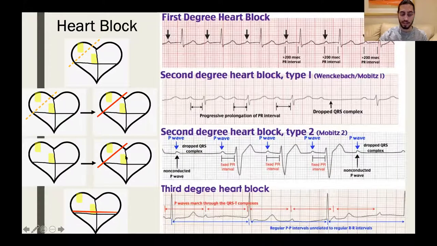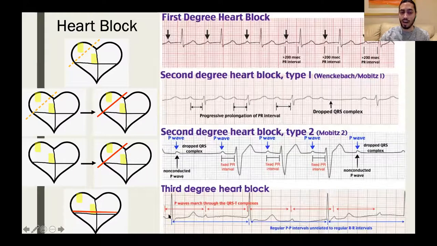Mobitz 2 is dangerous. The reason Mobitz 2 is dangerous is that it's more common for it to then develop into Mobitz 3, into third degree heart block. And what is third degree heart block? Third degree heart block is where there's no connection between the atria and the ventricles at all. So here, the blockage is between the two nodes, the SAN and the AVN. Here, there's no connection between any of the atria and the ventricles.